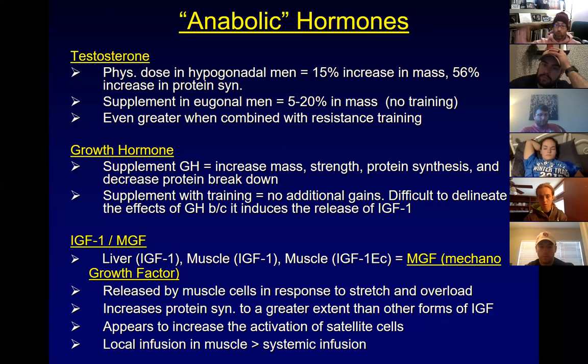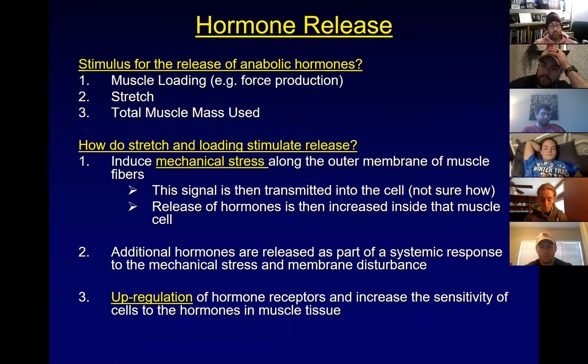What you need to do is work out, and inject it directly into the muscle that's just recently worked out. Contractions tend to upregulate receptors for this in that particular muscle, and there's something about that autocrine paracrine action of the MGF that seems to be really, really important, even though we don't fully understand all of that. Okay, so what are some of the stimuli to release these mechanical hormones? We know that muscle loading and stretching, as well as the total muscle mass used, are all going to play a role in driving the release of these things.